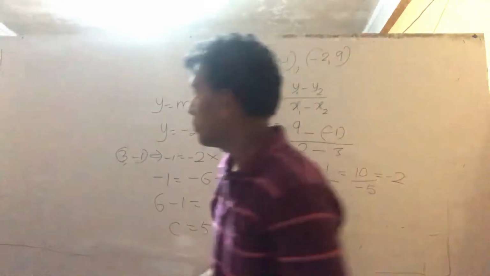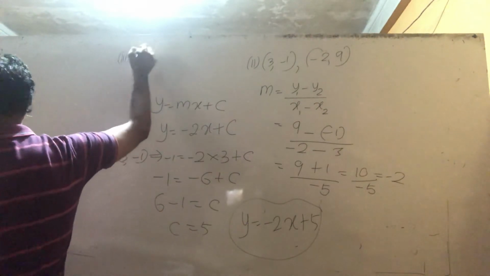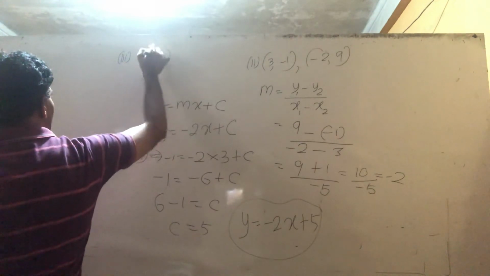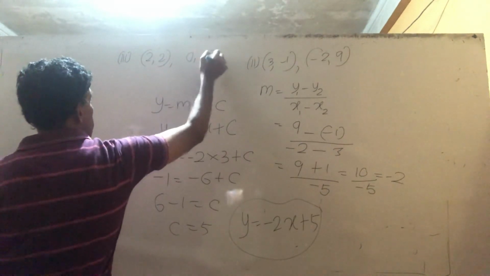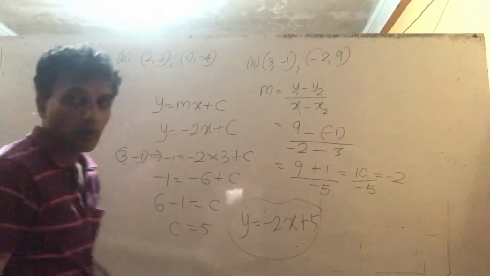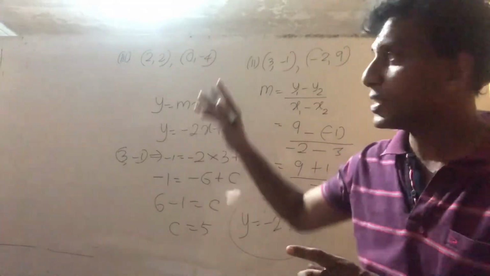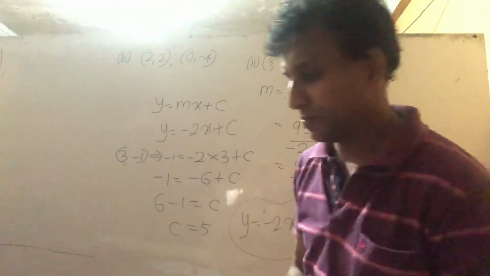You can work all the same problems, a lot of questions there, you can practice. So I show you the third problem. A straight line passes through 2 comma 2 and 0 comma minus 4. So write its equation.